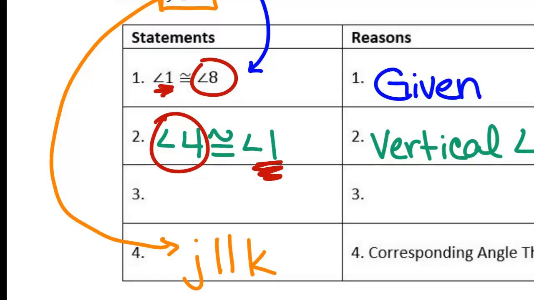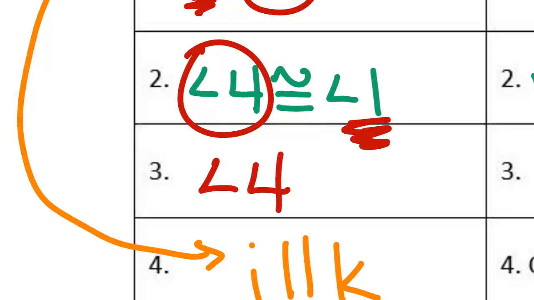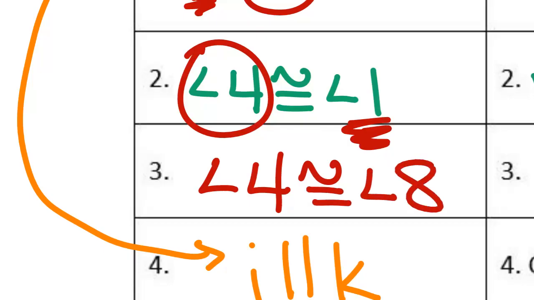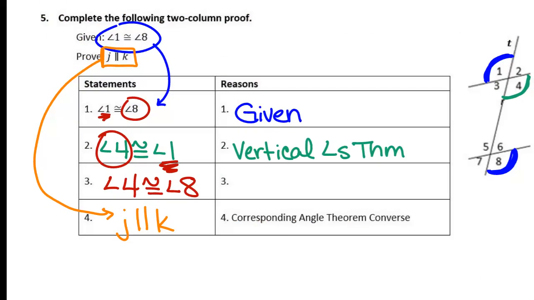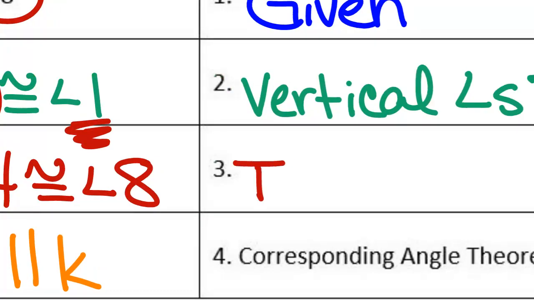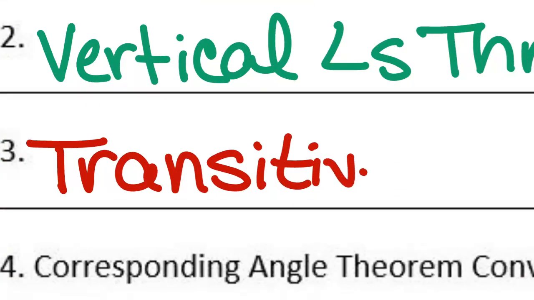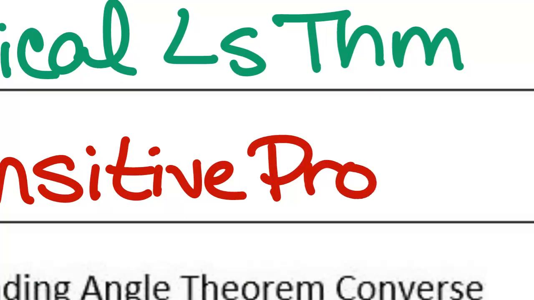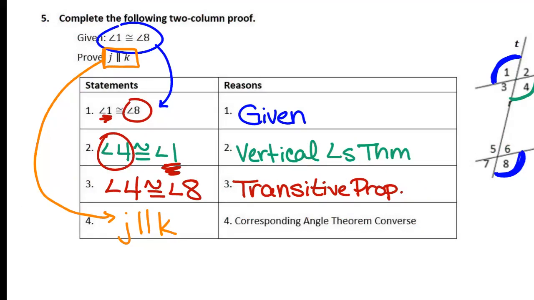4 and 8, yes. Angle 4 has to be the same size as angle 8 because they're both the same size as angle 1. Angle 1 is the same size as angle 8. Angle 1 is the same size as angle 4, so angles 4 and 8 have to be the same size. I've got two possible reasons that I could use to say this: substitution and transitive. To be really technical, this is the transitive property, but I would not take off points if you said it was substitution.